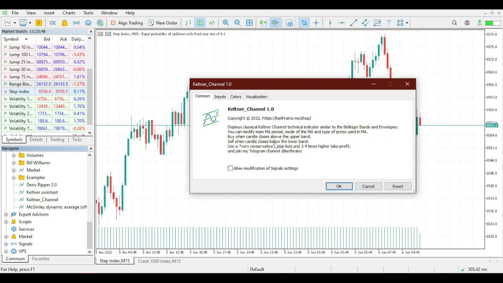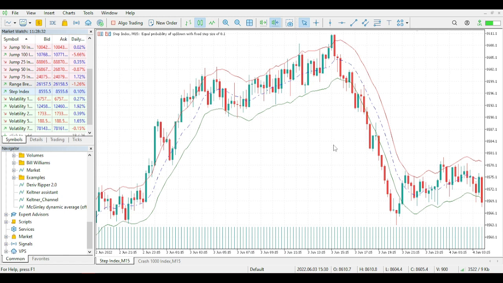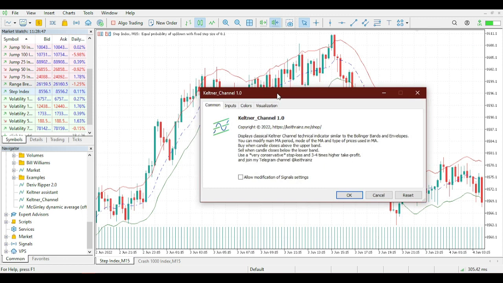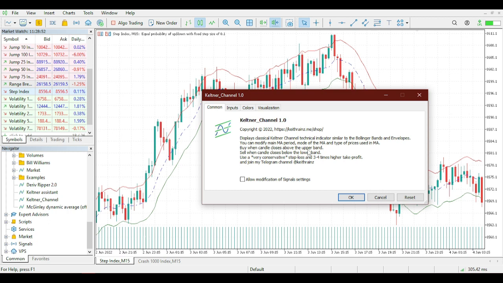With this strategy, there are actually two ways you can trade. The first method is you buy when the candle closes above the upper band and you sell when the candle closes below the lower band. And you can as well enter trades when you do the opposite of this, that is, you buy when you're supposed to sell and you sell when you're supposed to buy. So we are going to analyze both situations.